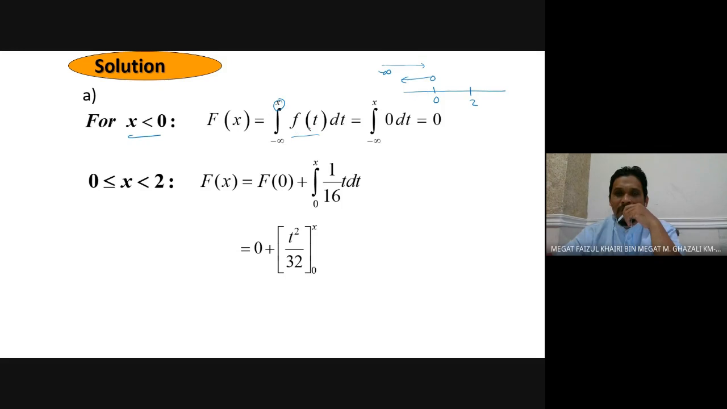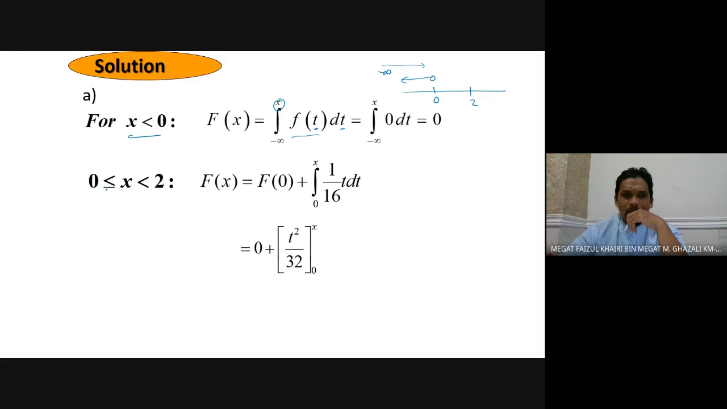So we change the function with the variable t here. Then we integrate the function 0 because in this domain from negative infinity until 0, the function is 0. So the integral of 0 dt is equal to 0.